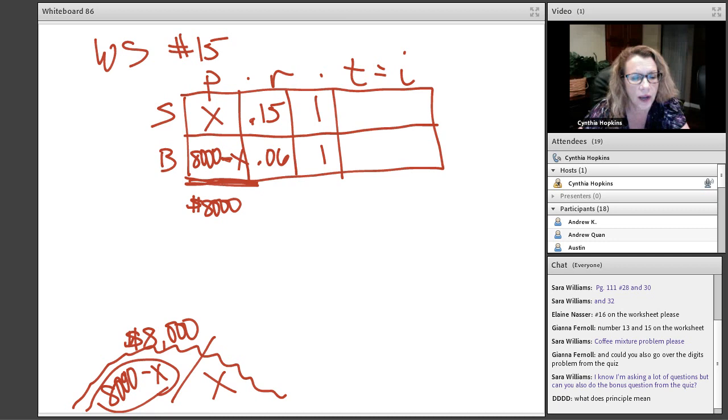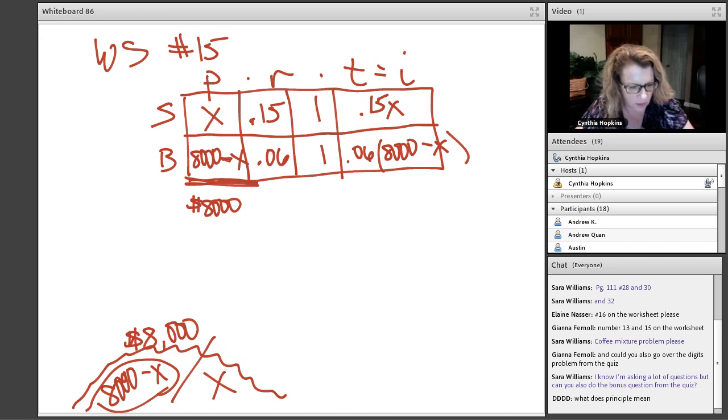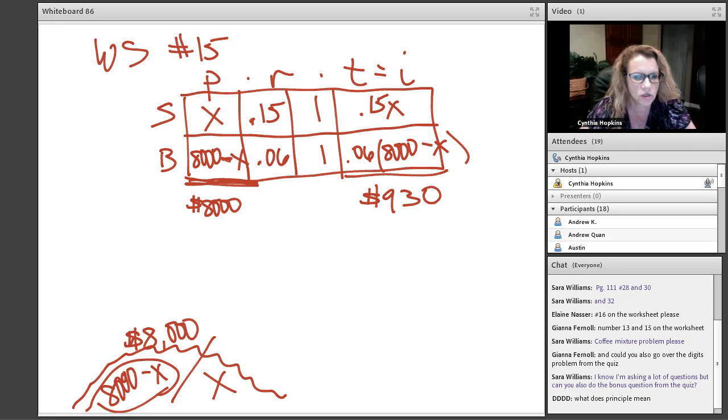Okay, so I have my 3 boxes. I'm going to multiply straight across to get my interest. And so 0.15x, and then here 0.06, the quantity 8,000 minus X. And I haven't written down how much interest they said we got. How much should be invested at each rate to get a return of $930 annually from the 2 investments. All right, so my equation is, I'm going to switch to black.